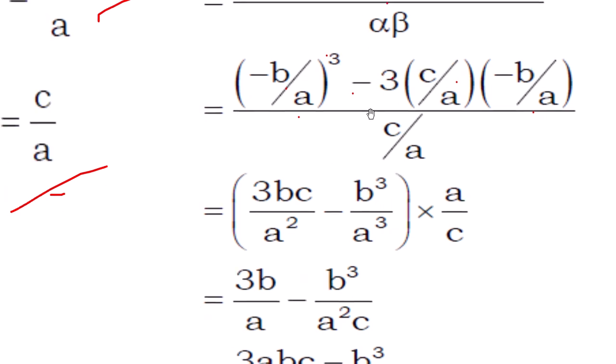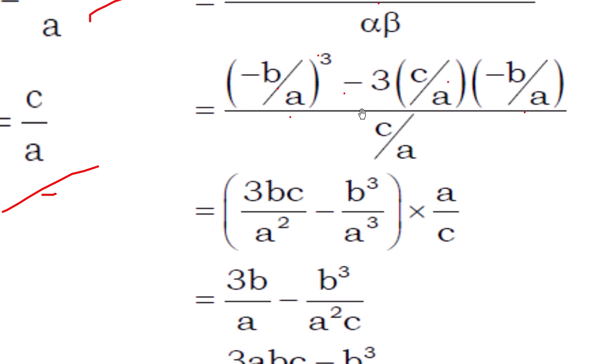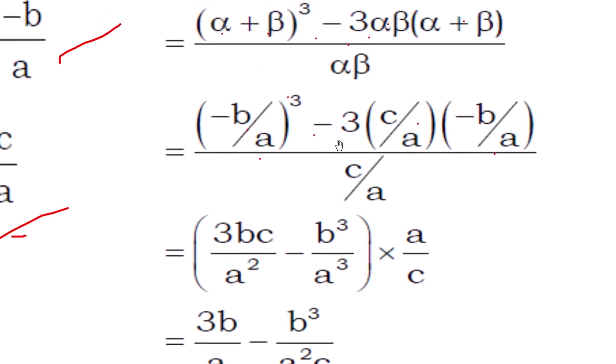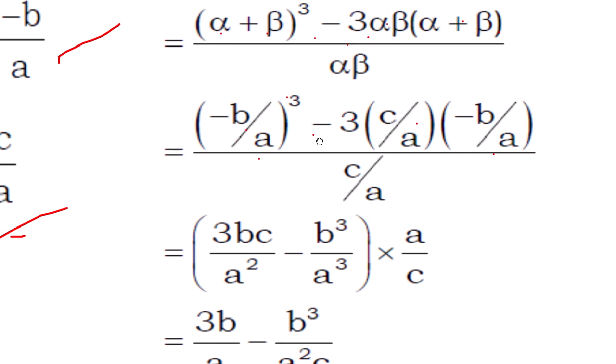So after simplification, children, they have written this as two terms: b cube by a cube minus b cube by a cube. Minus into minus plus 3 into b into c, bc, a into a square. It is 3bc by a square. It is written first. This minus b by a whole cube will become minus b cube by a cube. This has been written second.